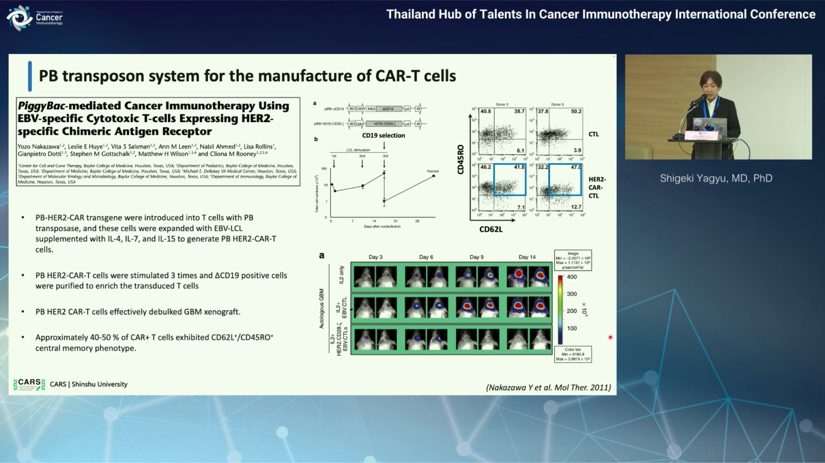Approximately 40 to 50% of CAR-positive T cells showed a CD62 ligand positive, CD45RA negative central memory phenotype, as you can see here. Even though these T cells require a purification step to obtain a high population of CAR-positive T cells, the piggyBac HER2 CAR T cells effectively debulked the glioblastoma xenograft model, as you can see here.